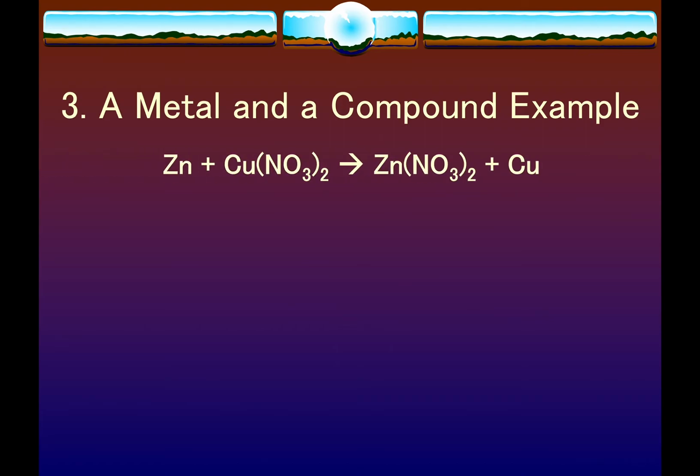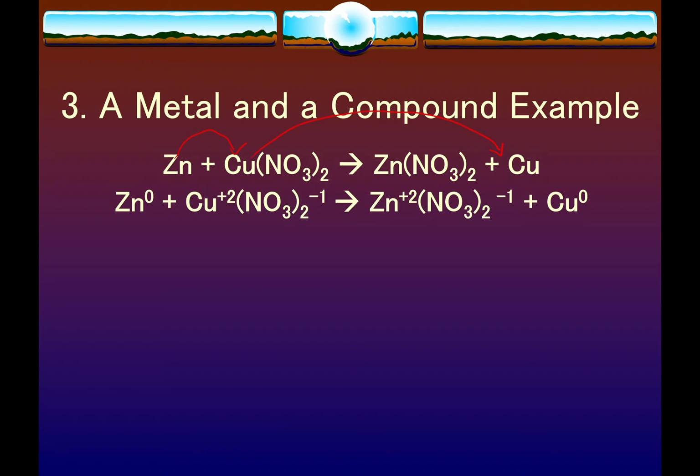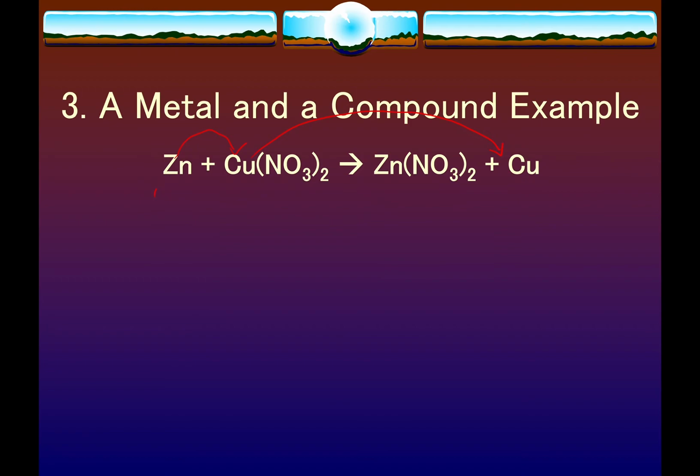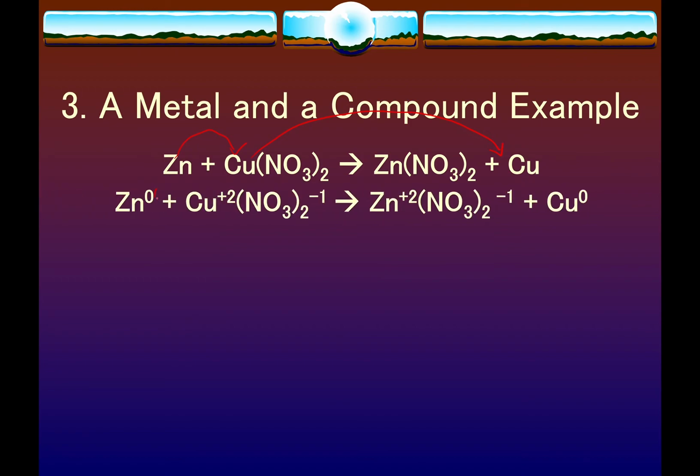Here's an example with a metal in a compound. In these types of examples, the metals come in here and kick each other out. And we have kind of a swap that occurs here. We still want to always compare our oxidation numbers from before to after. And nitrate. We'll do it for each of our species here.